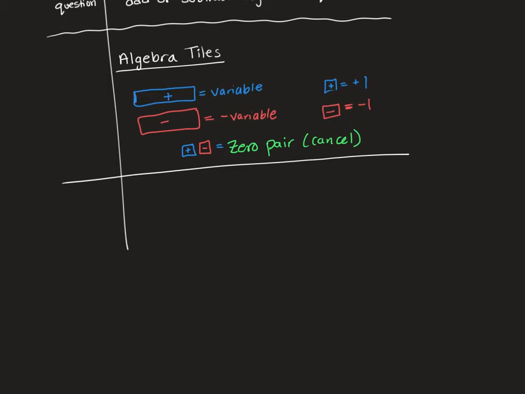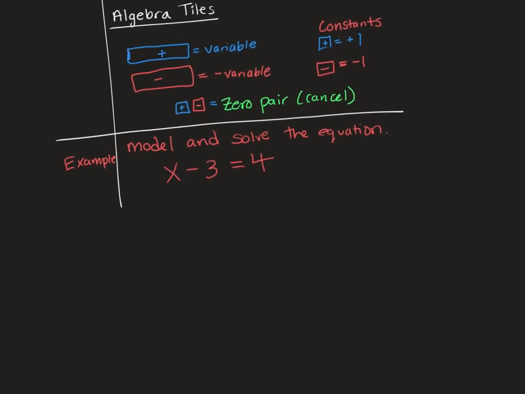And then one positive variable and one negative variable cancel each other out, or one positive constant cancels out one negative constant. So these are constants, and then the rectangles represent variables. So I'm going to teach you guys how to model an example and how to solve an example using algebra tiles. Actually, I just want to write the question and then we're going to draw the algebra tiles together.